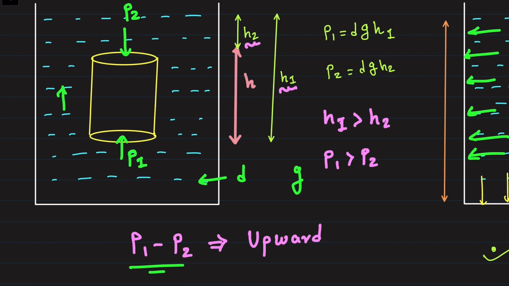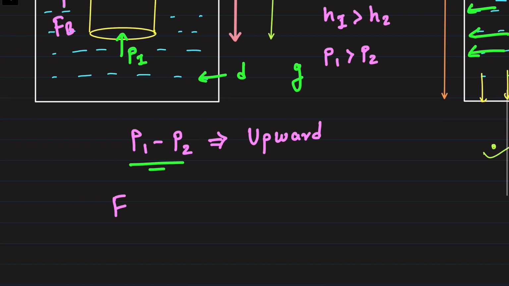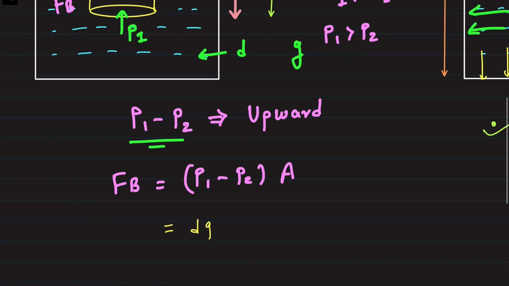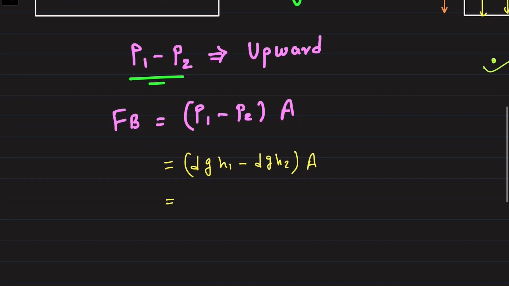We need to find the upward force, and we call it buoyant force. So buoyant force is equal to pressure difference into area. We know that pressure is equal to force by area, so force will be pressure into area. And we will put the values. What is P1? P1 is dgh1. So dgh1 minus dgh2 into area. We will take d and g common, that is d g into h1 minus h2 into area.